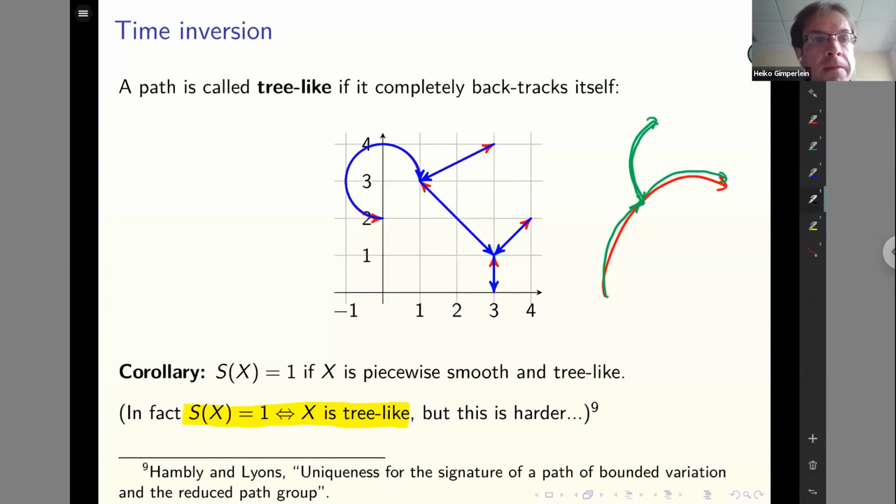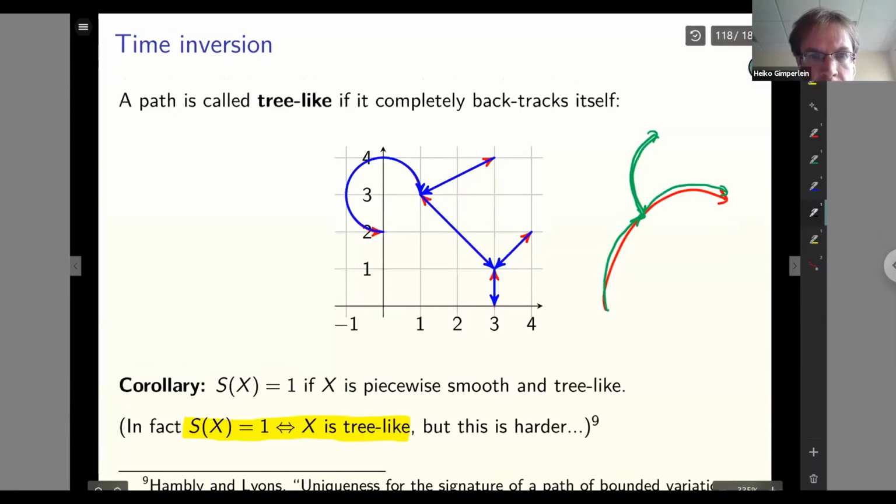Other questions? There's another question in the chat. The signature, this infinite sum, captures the features of the path completely. Are there rules that can guide us on how well a truncation of the signature will describe a path?